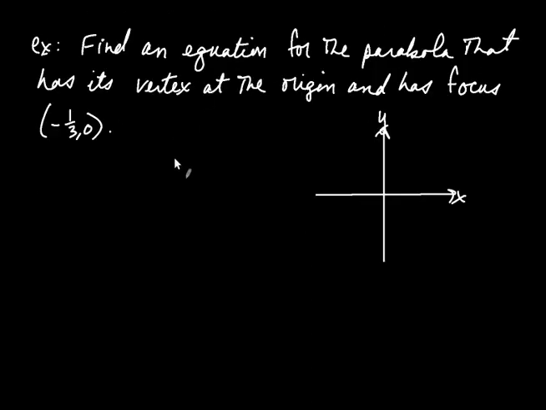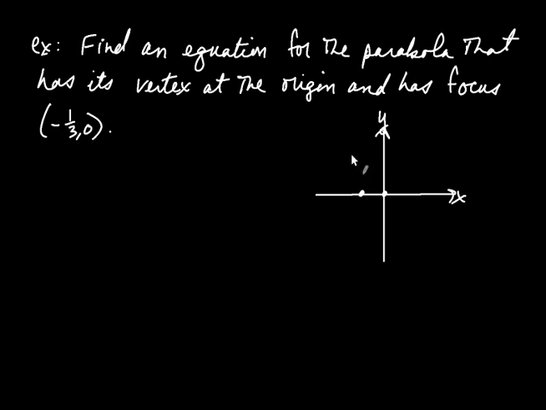Find an equation for the parabola that has its vertex at the origin. Okay, so the parabola goes through the origin and has focus negative 1/3, 0. So the focus is right here at negative 1/3. Now remember that a parabola always opens towards its focus. So this parabola is going to open to the left.